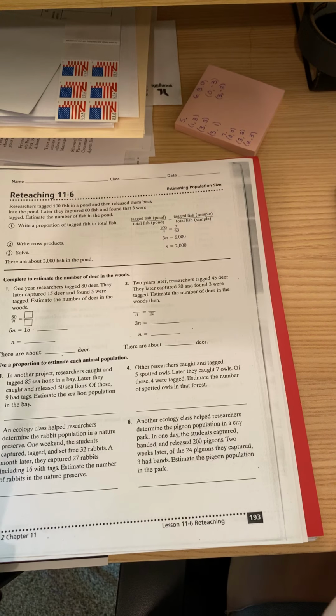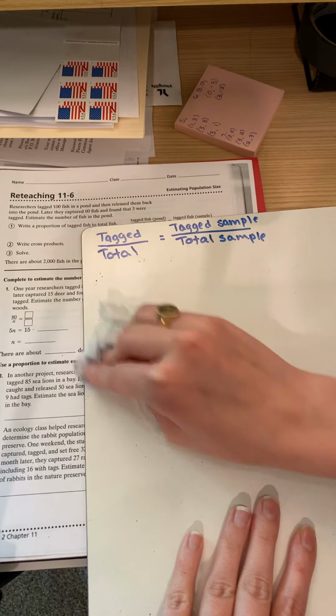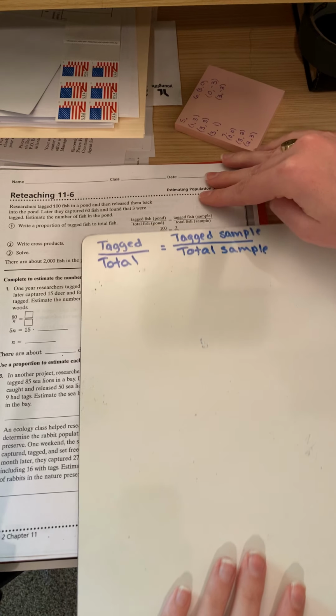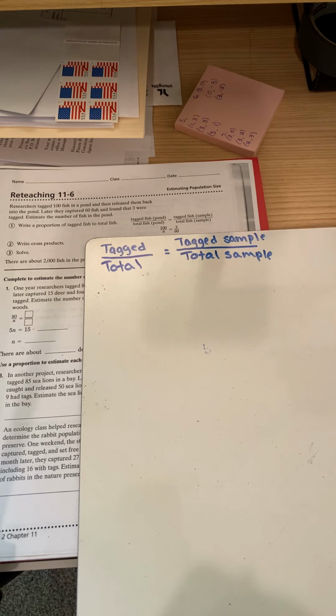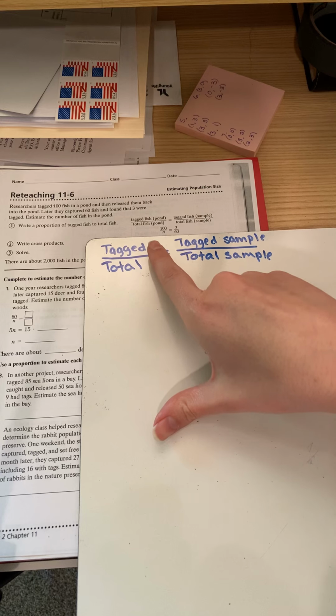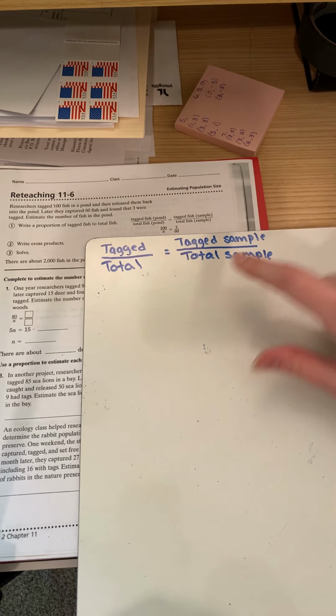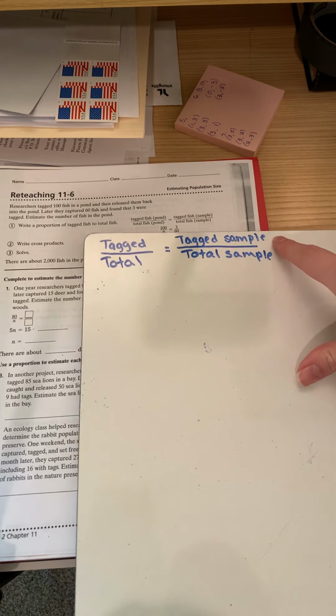So we're going to bring in the handy dandy whiteboard, and I've just copied down what they've said. And this is going to be the same model we use for all of our problems. Tagged fish in the pond over total fish. So the amount that they initially tagged over the total, and this is like grand total of all fish in the pond, set it equal to the tagged sample.